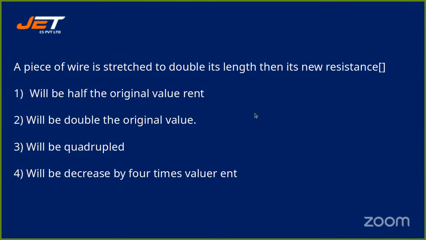Next is a piece of wire is stretched to double its length, then its new resistance will be. So how are resistance and length related? R is equal to rho L by A. So you are doubling the length. Will the resistance be doubled or quadrupled or will it be 4 times or halved? How much?